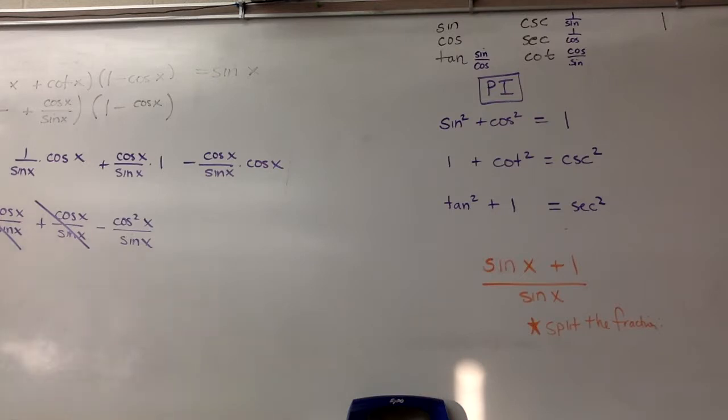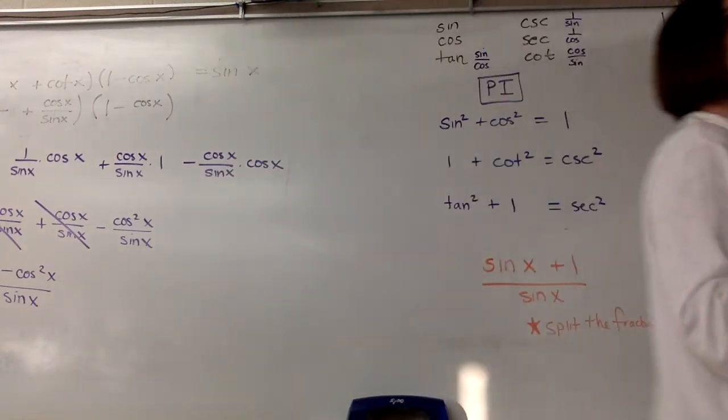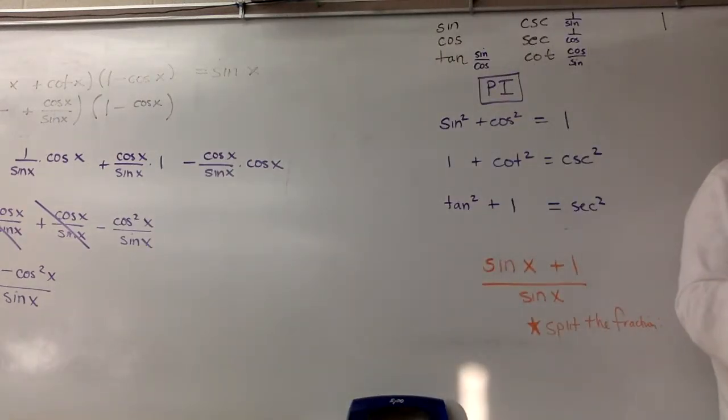What do you notice about the first and the last term in terms of the denominator? They're both sine. So that means that I can, since you can add and subtract things with like denominators, put them together in one fraction. Notice I did not make it sine squared. When you add with like denominators, the denominator remains the same.